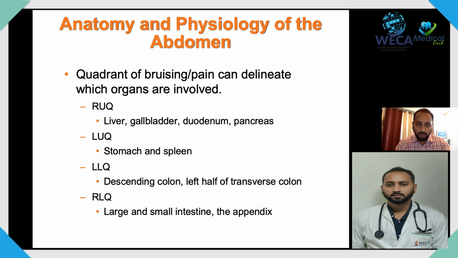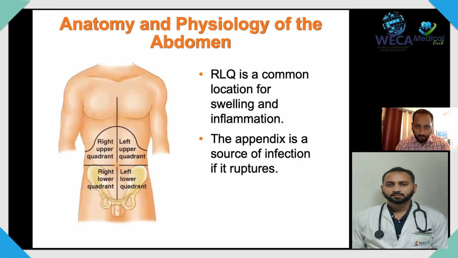This slide shows which organs lie in which quadrant. For example, the right upper quadrant has the liver, gallbladder, duodenum, and pancreas. The right lower quadrant has the large and small intestines and the appendix. Similarly, the left upper and lower quadrants have the stomach, spleen, the colon, and half of the transverse colon.